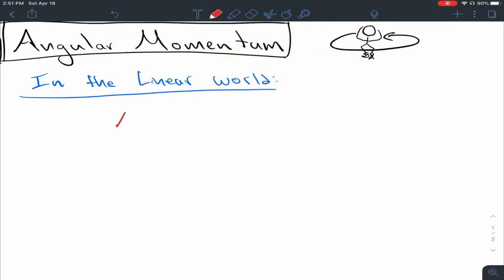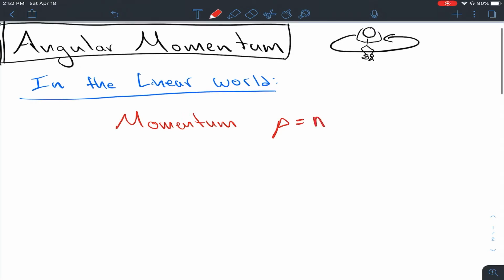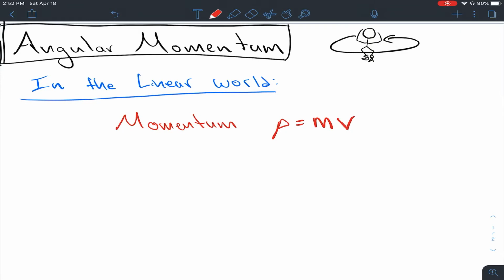So real quick, momentum was really just this measure of an object's mass multiplied by its velocity. It's kind of like a measure of an object's movement, and it's kind of a hard thing to really define clearly. But we had an equation for it, which was our momentum, which was this letter P, and it was just the mass of our object multiplied by the velocity of the object. And we measured it in these units of kilograms meters per second.